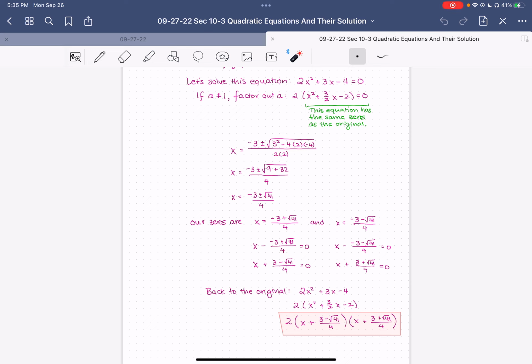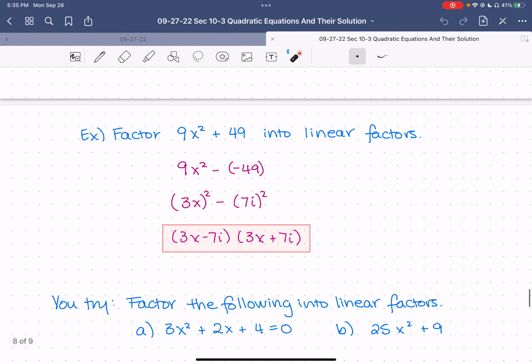Before I have you try one of these on your own, this was a trinomial. Let me show you a binomial, something like this. It almost looks like a difference of squares, but it isn't, because it's a plus sign, not a minus sign. But we can rewrite it so it's a difference of squares. Let me make it a minus sign, then the 49 turns into a negative 49. And then what do you square to get the first term? 3x. What do you square to get the second term? 7i. So a minus b, a plus b. So it's really easy when you get this. You hope for those.